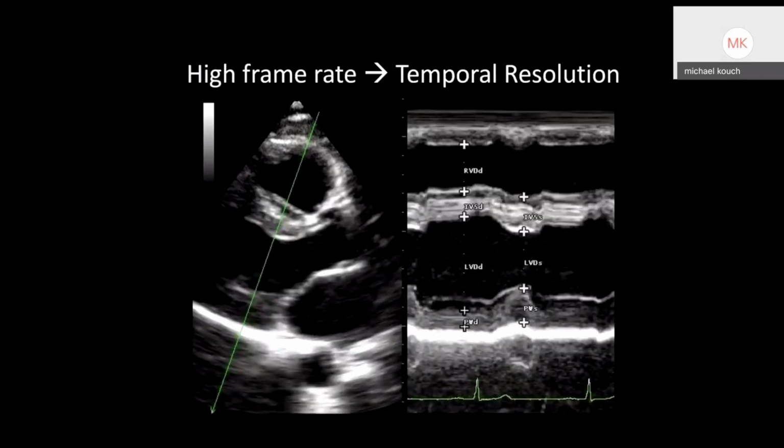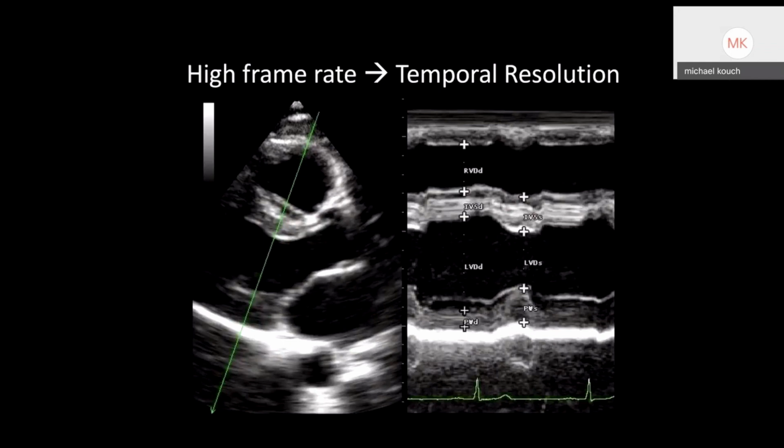So why do we care about using M mode? Well, M mode has high temporal resolution. Do you remember we spoke about axial resolution? Temporal resolution is a little bit different. Temporal resolution looks at the ability to determine between two separate things happening over a period of time.